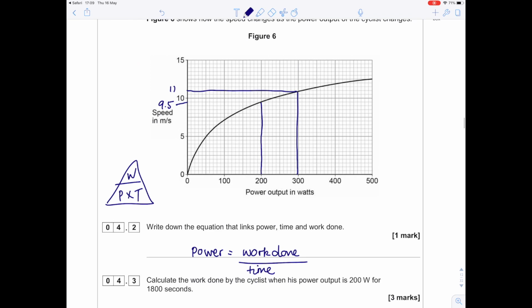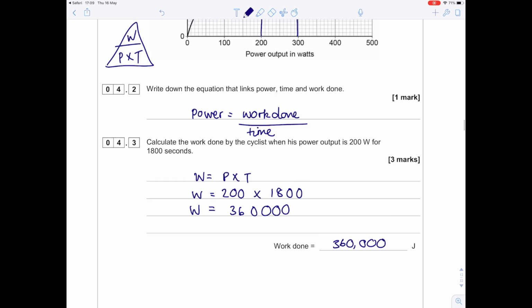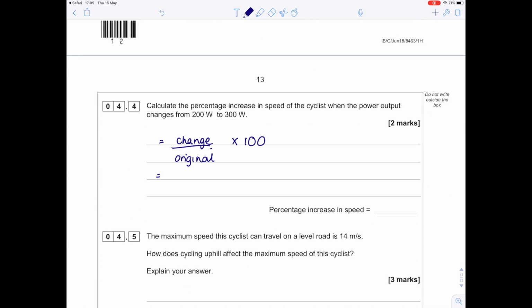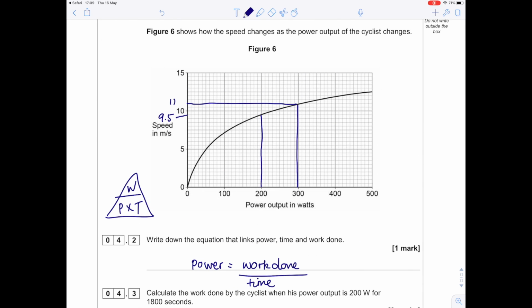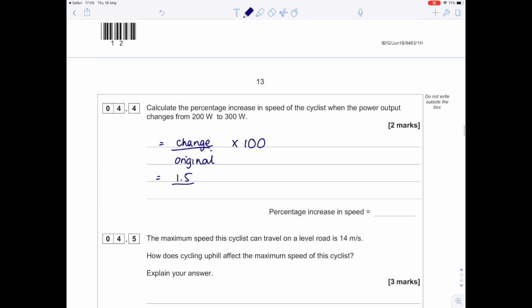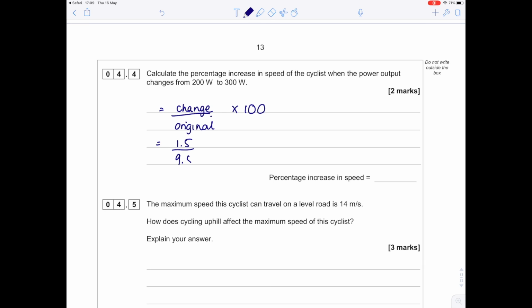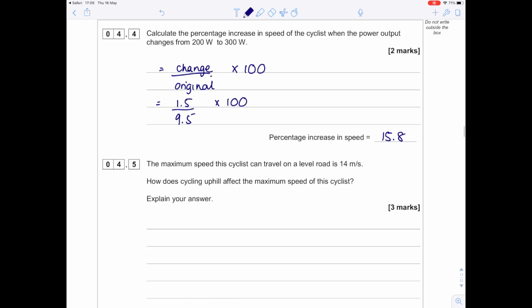So let's do that. The change, well, what's the difference between 11 and 9.5? Well, that's 1.5. It's the percentage increase. So what was the beginning speed? 9.5. And then you want to multiply that by 100 to get a value which is 15.8.